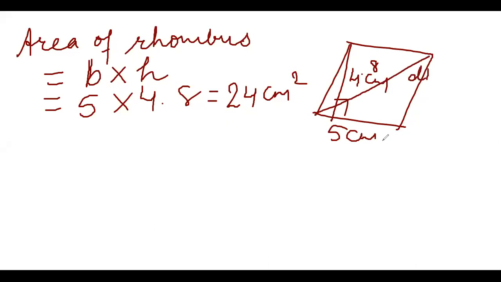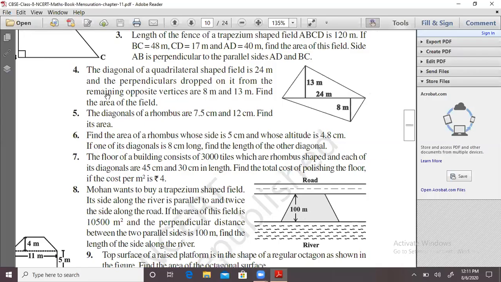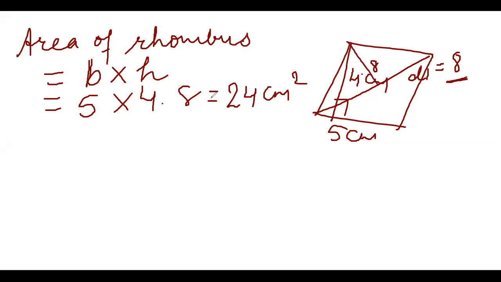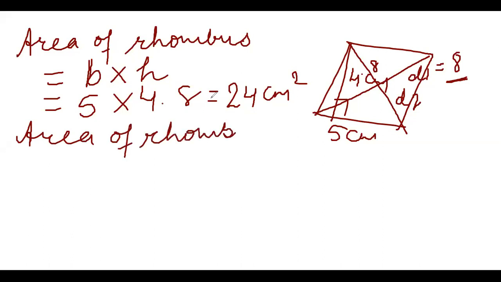Then next, one of the diagonal is given here. Say D1. D1 is given here 8 centimeter, right? Let's check here. It's given 8 centimeter long diagonal. Diagonal D1 is given 8 centimeter. You have to find out other diagonal, that is D2. You can take it as X also. Then area of rhombus we will use here as 24. Let's use the formula now, half into D1 into D2 to find out diagonal.